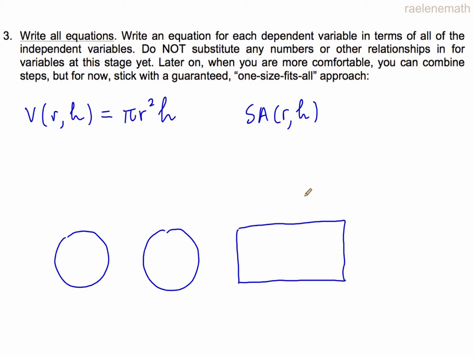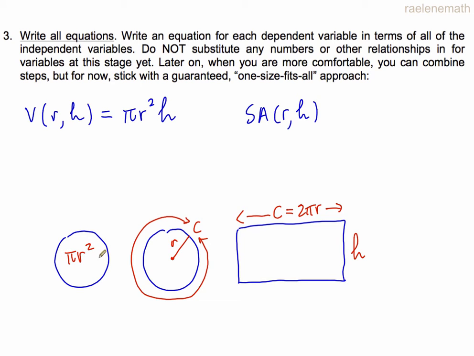Now this soup label has a length here, which is the circumference, and the circumference is 2 pi r, that is, 2 pi times the radius. So that's the same circumference here. And then the height of the soup label is the height of the cylinder or the can. Meanwhile, the area of each of the ends of the cylinder are pi r squared. So the surface area is 2 pi r squared, one for the top and one for the bottom, plus 2 pi r h, that is 2 pi r times h, for the area of this rectangle.